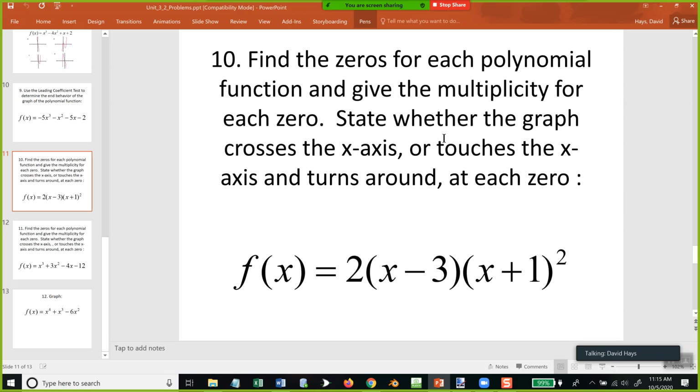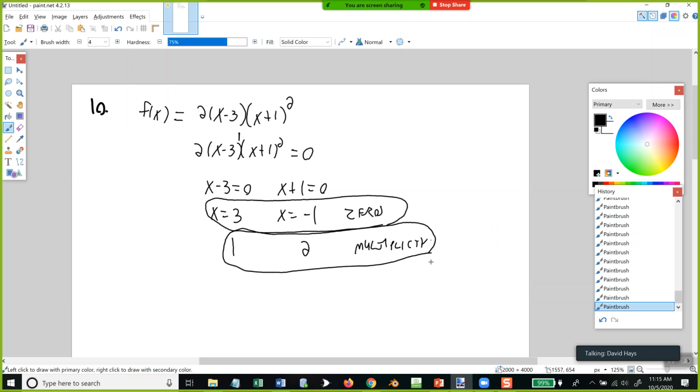Now, the last thing they're asking is state whether the graph crosses the x-axis or touches the x-axis and turns around at each zero. So crosses or touches. Now, if you got an odd multiplicity, that means it crosses. If you got an even, that means it touches. So that one crosses, this one touches.